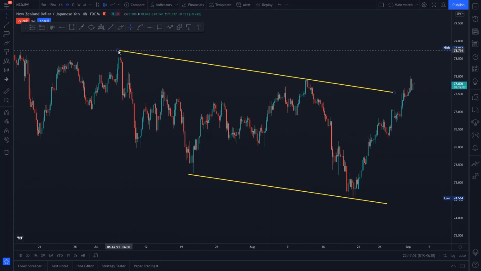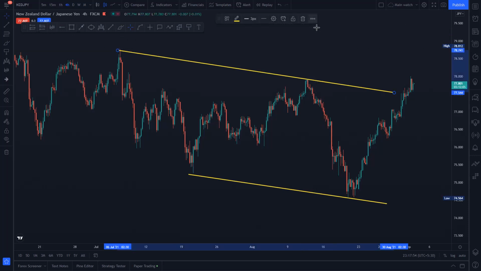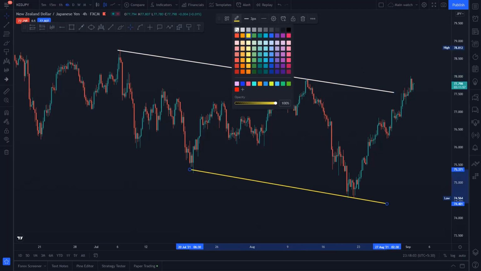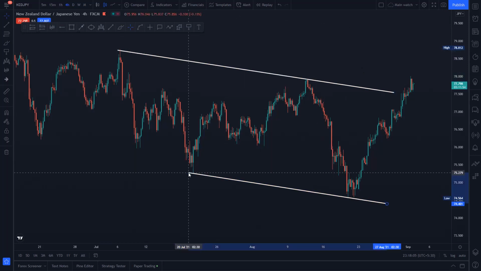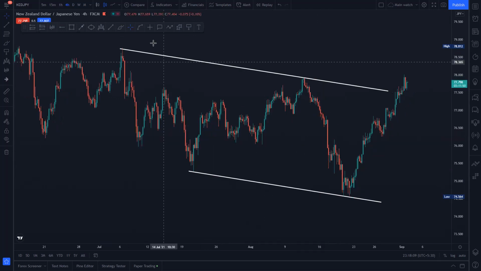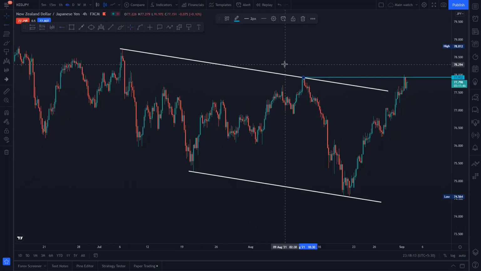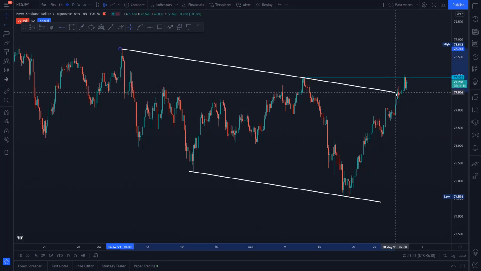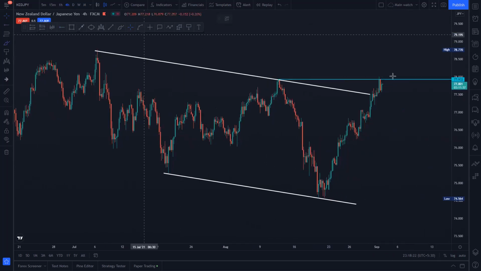If I just change this color, where is it? Yeah. So if you look at this, the price action structure is clearly indicating that the price is moving in a downward channel structure and into this very important resistance level, and most traders call this a breakout. This is not a breakout. This is an extension of the pattern.